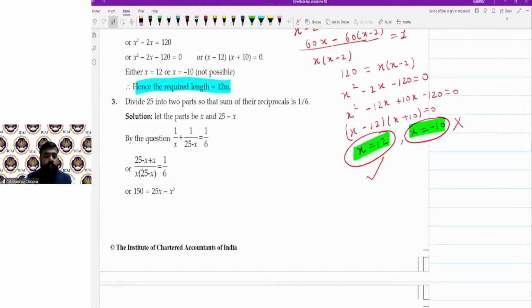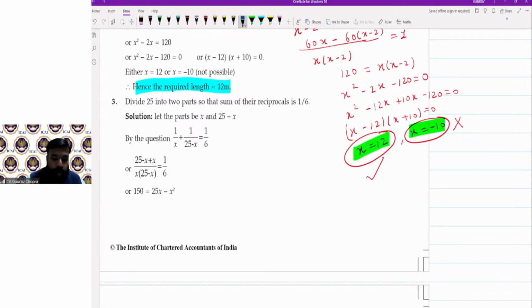Now the third one. The third one says divide 25 into two parts so that sum of their reciprocals is 1/6. So किसके टुकड़े करने हैं, हमें 25 के टुकड़े करने हैं. इस तरह से करना है कि उनके रेसिप्रोकल का टोटल, उनके रेसिप्रोकल का सम कितना हो जाए, 1/6.